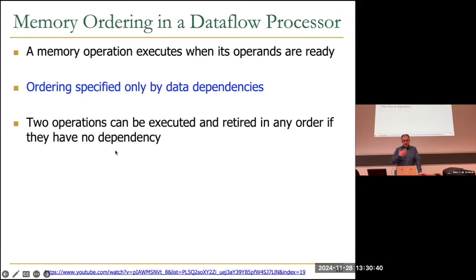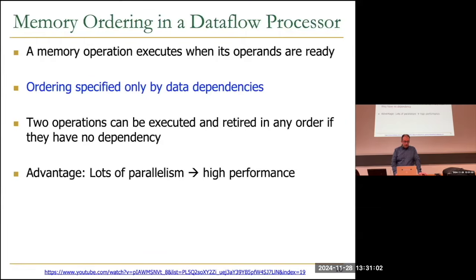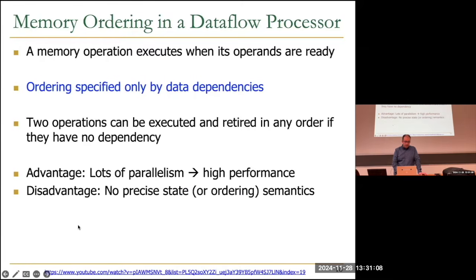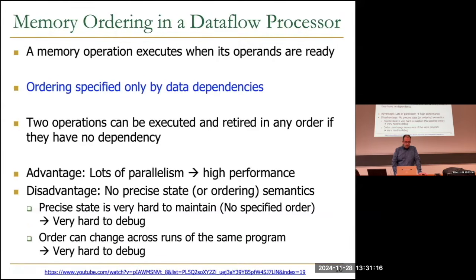So it's very hard to reproduce. When you rerun a data flow architecture, the order of instructions might be completely different, because many instructions are not dependent on each other and don't have data dependencies. You can just run them in any order in a data flow processor. Of course, it's very good because it provides lots of parallelism and high performance, but unfortunately, there is no precise state or ordering semantics. So essentially, it's very hard for debugging, and you also cannot easily recover from issues.